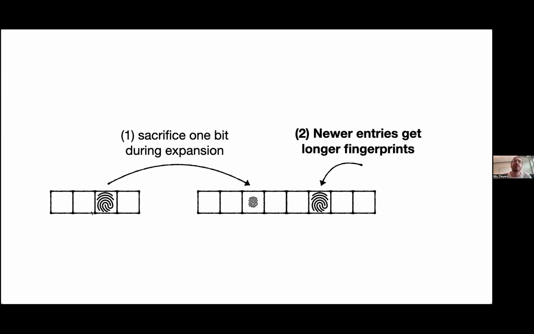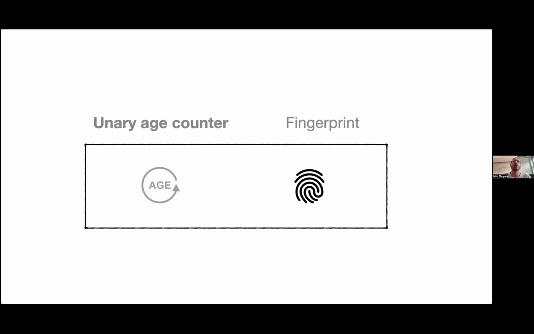Older fingerprints are still going to be shrinking. We can't do anything about this. But newer entries that we insert get larger fingerprints. And this is why we need the variable length fingerprints. So that's the core thing. Let me now tell you how we actually implement this.